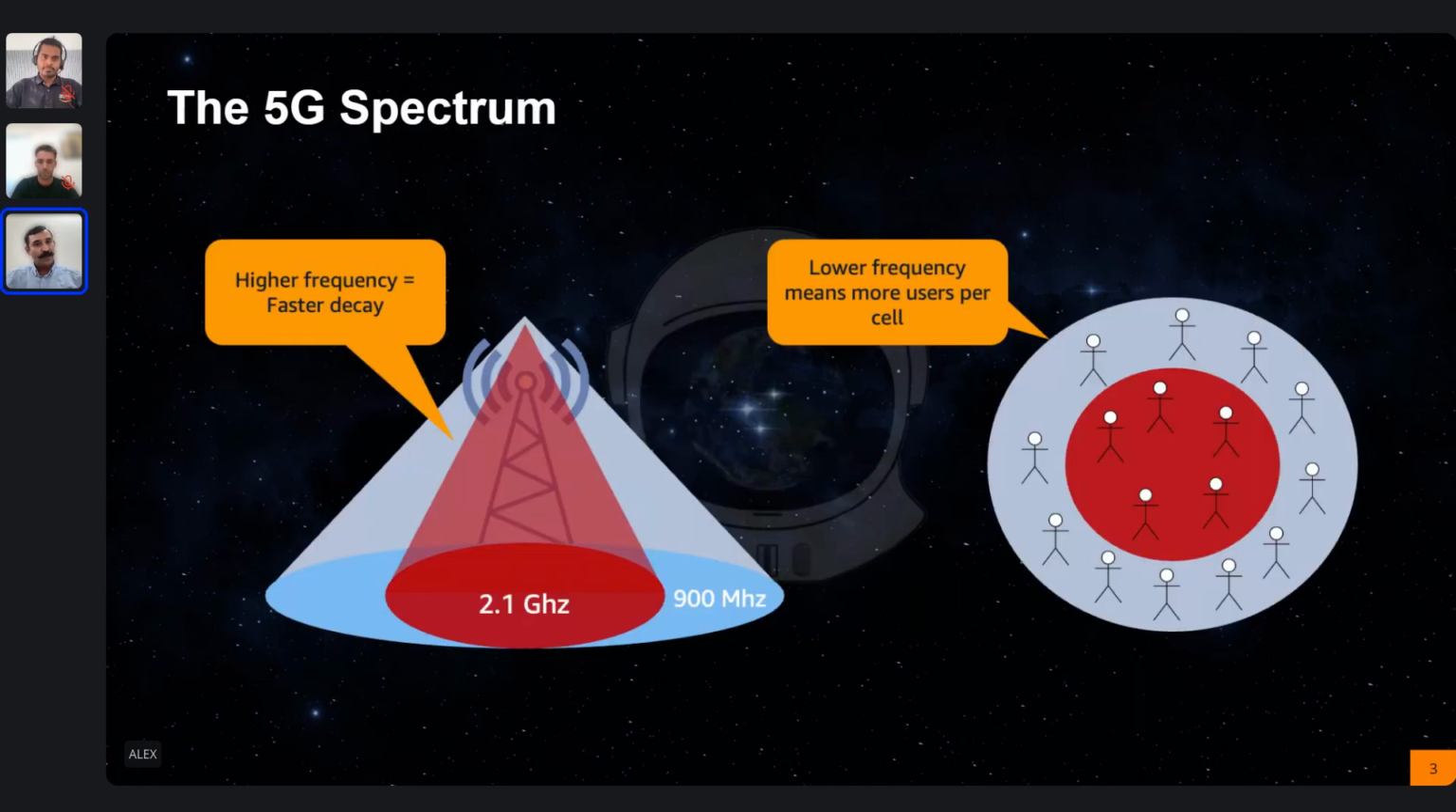So if we see the overall 5G spectrum in a quick view, we can say the higher the frequency, the faster the decay. So with this frequency attenuation, the interference is much more if you have higher frequencies. And if you have lower frequencies, that means you can get more users per cell. The density of connections is much higher with the lower frequencies. And if we look at the overall spectrum, Alex, can you move to the next slide, please?